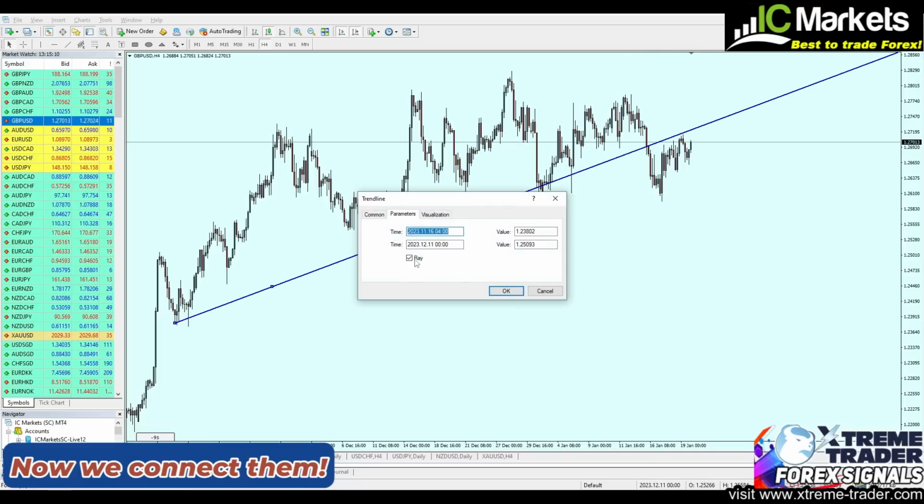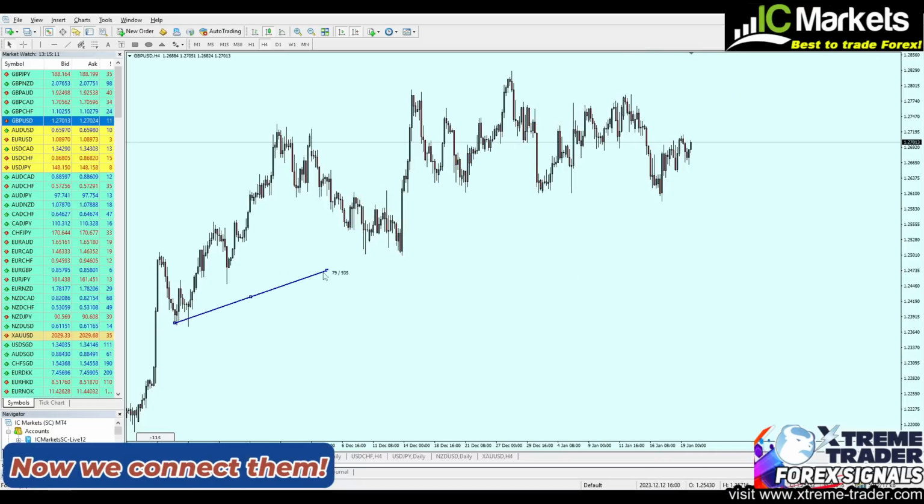Let me disable the ray. Connect it from a support to a support, such as this one, or this one, or this one, or this one. Always from a support to another support. Of course, the same goes for the resistance.